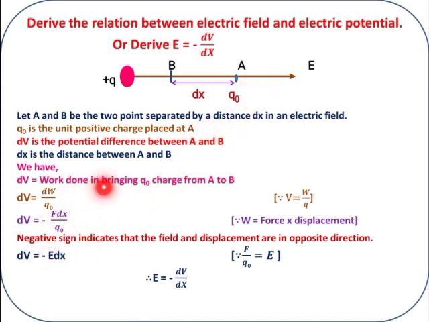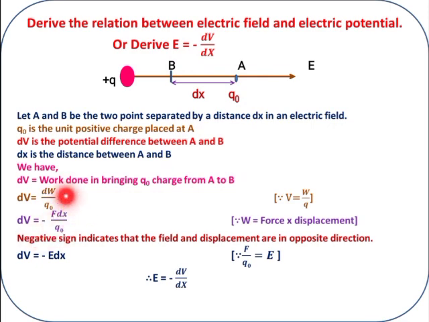Now according to this formula, dV is equal to dW, the work done in bringing unit positive charge, that is Q naught, from A to B. Earlier it was at infinity and I am just assuming this, I am shifting this charge from infinity to A, then A to B. If we shift from A to B, then what do I have to write here? Q naught charge from A to B. We are shifting this charge from A to B. Now dV is equal to dW divided by Q naught.